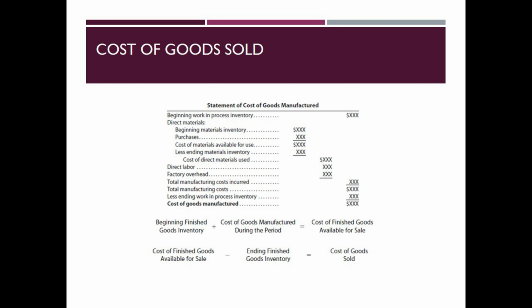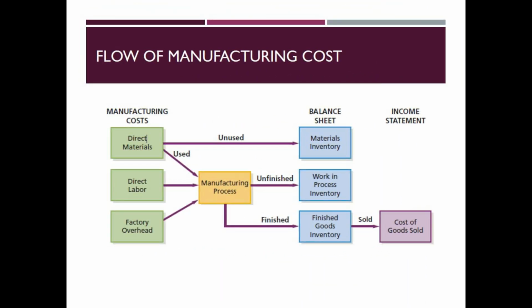So let's go first to the flow of manufacturing costs. As you can see here in the flow chart, the direct materials, direct labor, and factory overhead that are used would go to the manufacturing process and would yield work in process inventory if it's still unfinished. If it's finished, it's under finished goods inventory. Of course, unused direct materials would be shown in the balance sheet as materials inventory. The sold part of the finished goods inventory would then be transferred to the cost of goods sold, which is found in the income statement.